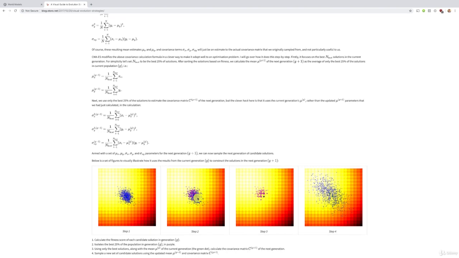Then step 2, we isolate the best 25% of the population in the current generation G, in purple. I'm not sure if you can see it well. I'm a bit colorblind, so I'm not sure if the author highlighted that well, but we clearly understand what this means, right? We just isolate the 25 best solutions which have the 25 highest values of f of x and y, still in that original generation G. Then step 3, we only keep those 25% best solutions and we remove the other ones.